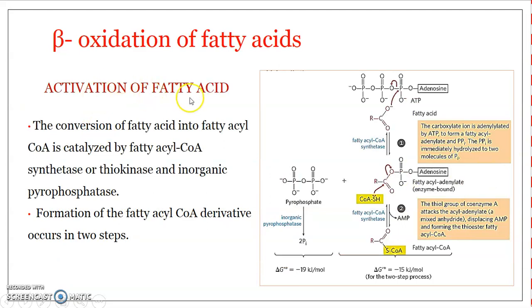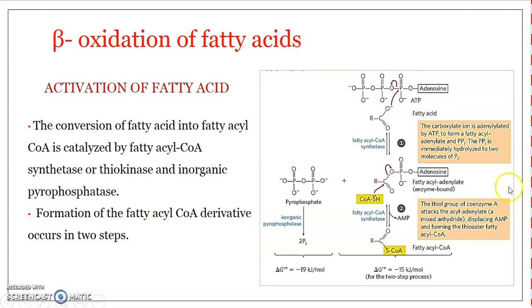The first is activation of fatty acid. As already mentioned, activation of fatty acid involves conversion of fatty acid into fatty acyl coenzyme A, and the whole process is catalyzed by fatty acyl coenzyme A synthetase, otherwise known as thiokinase. It also requires the presence of ATP. Now what happens during this? The whole activation of fatty acid takes place in two steps.